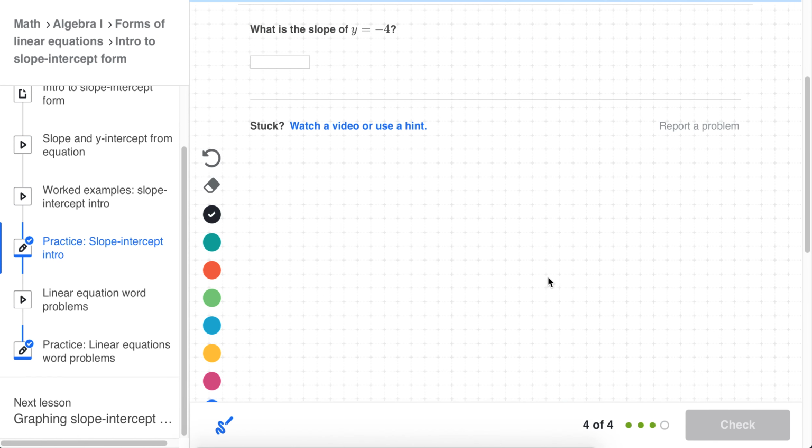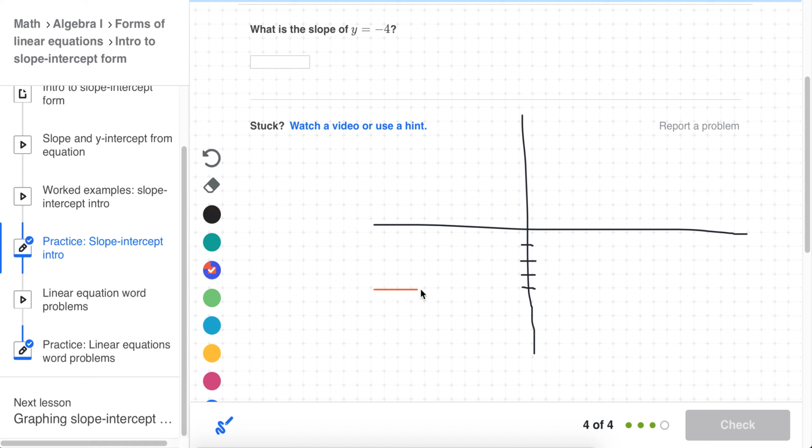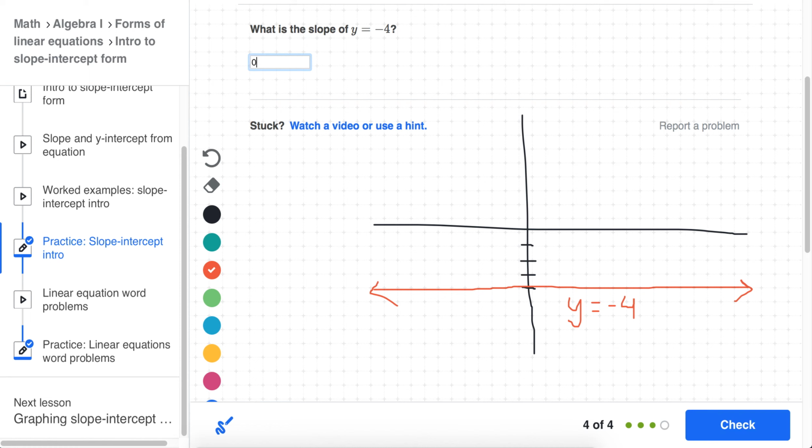Final one, what is the slope of y equals -4? So at the beginning of the video, we looked at equations like this. When y equals -4, that's going to be a horizontal line down here at -4. And when a line is perfectly flat, the slope is 0.